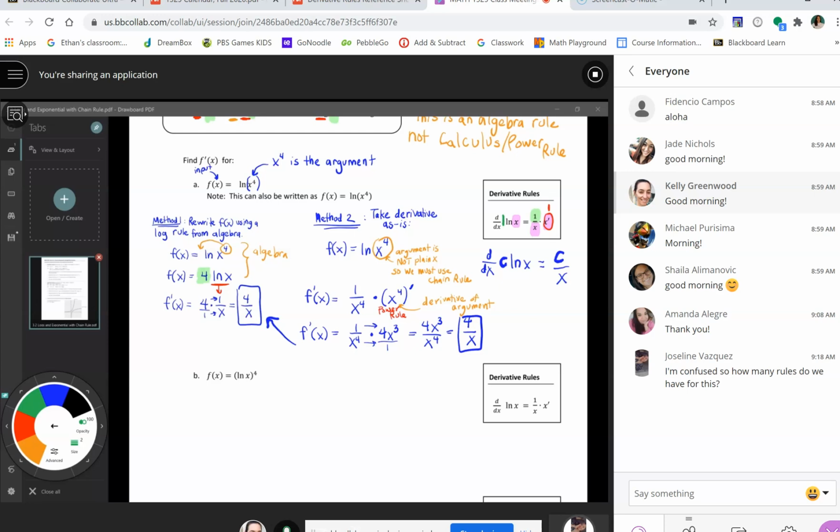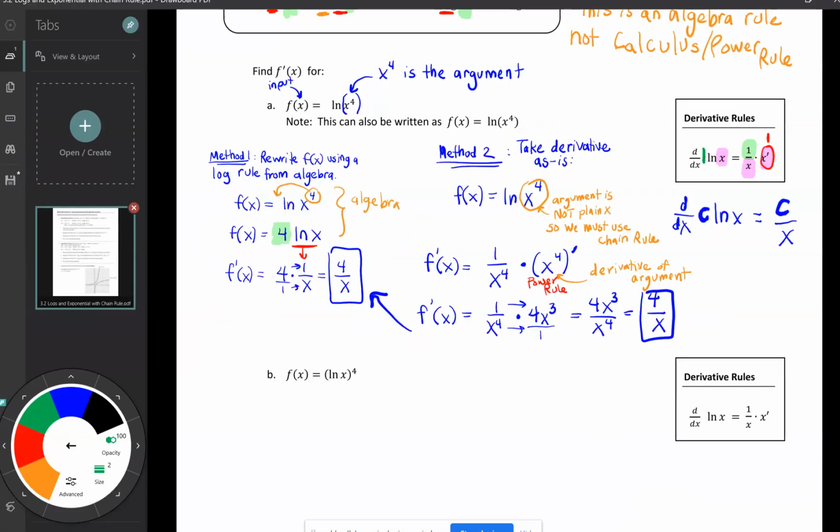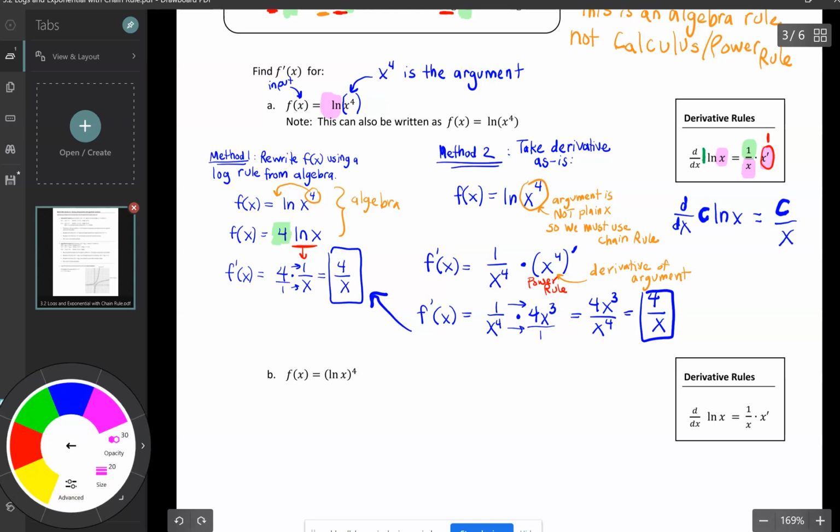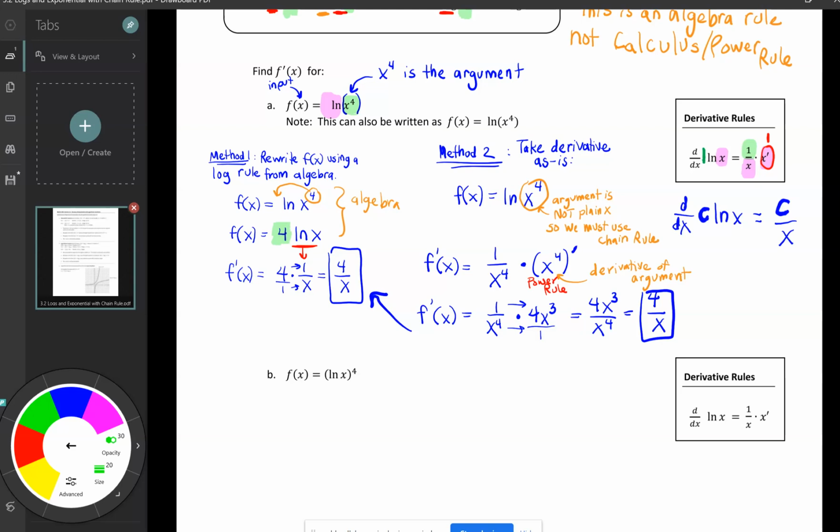So Jocelyn, there's only one derivative rule that I'm using for this function. Because my original function has a natural log in it, I have to use the natural log rule. That's the only rule I can use. But because the argument of the function is not a plain old x, this is a quartic function, it's a composition of functions. So I have to do chain rule, which is what I did here in method 2, or if you know some algebra, you could do method 1.